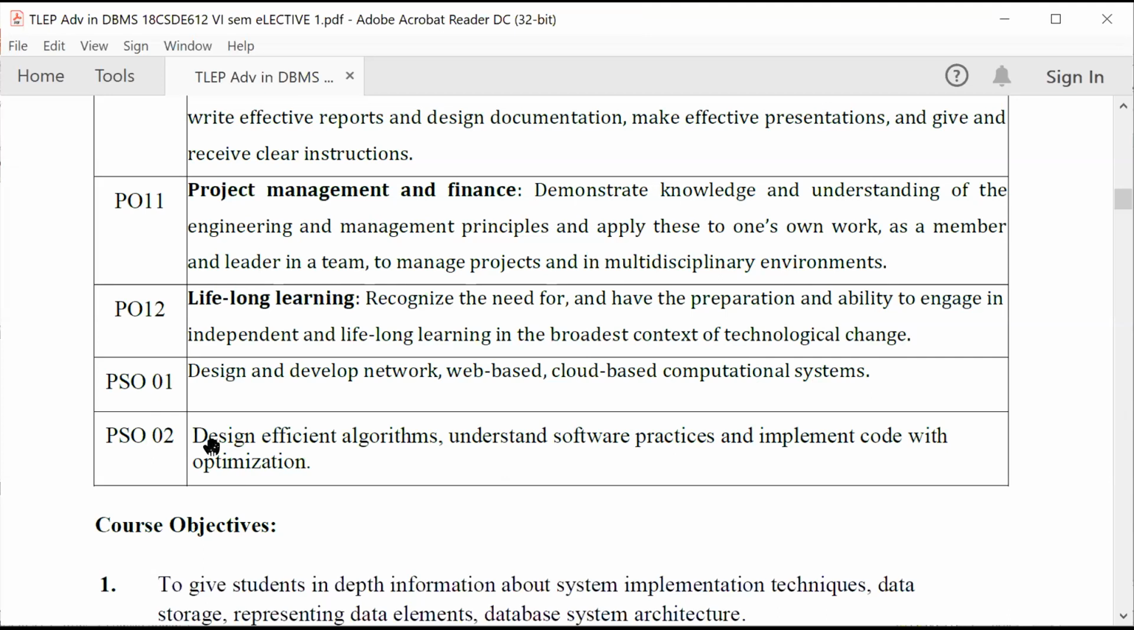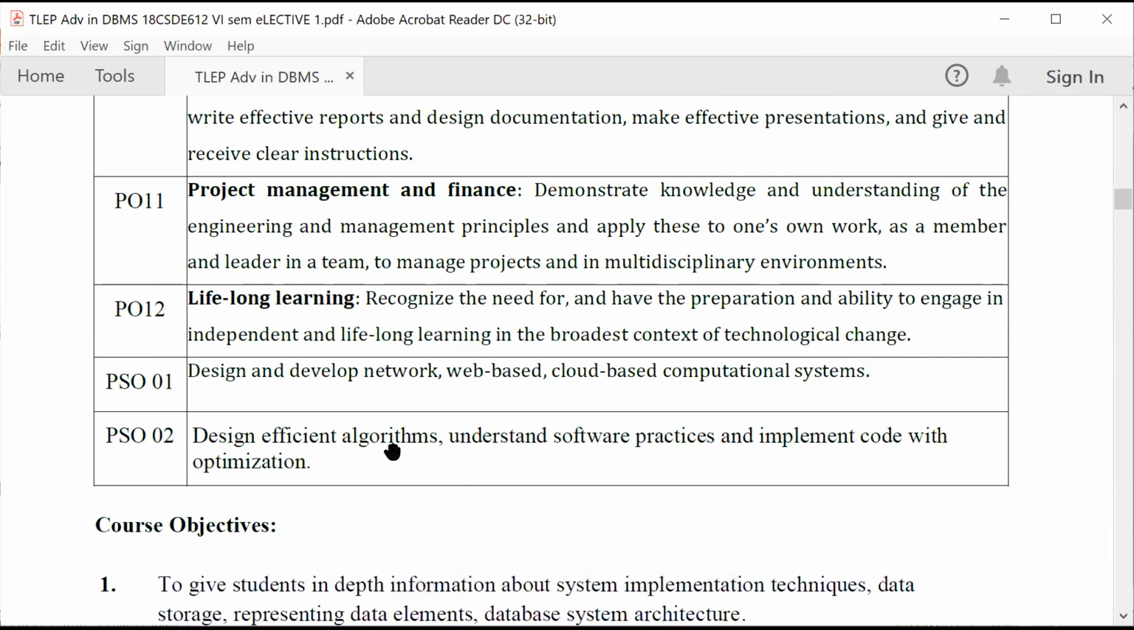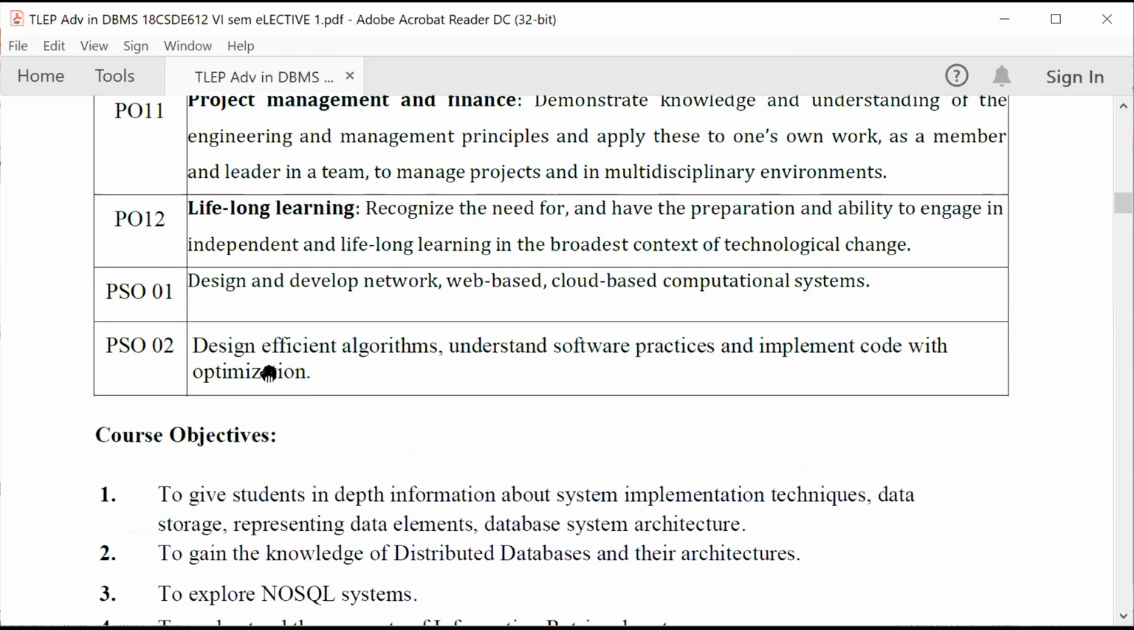The second program specific outcome is design efficient algorithms, understand software practices and implement code with optimization. They should know all the algorithmic basic concepts, software practices like software engineering, software project management, and implement code with optimization. It means you should know programming in C, C++, Java, Python, any related languages, high-level languages and low-level languages. These are basic things you should know, because we are following NBA standard.